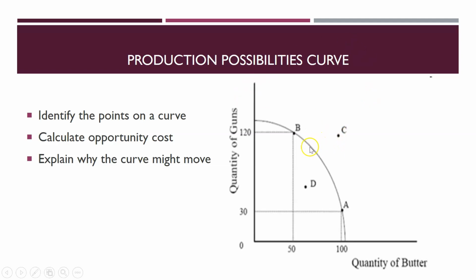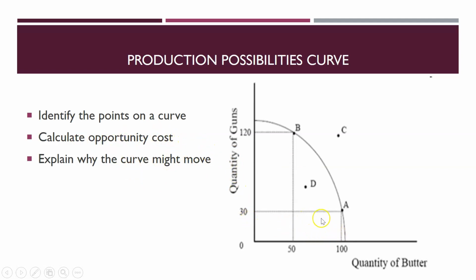Also note that the curve can shift to the right, shift to the left, right? So if you gain more resources, as I said, that whole curve could shift to the right. And if you lose resources or efficiency or whatever, it could shift to the left. All right, and you will see some questions asking you to calculate opportunity cost, right? What you gave up, right?